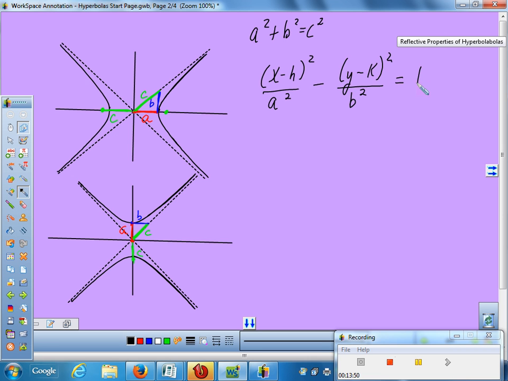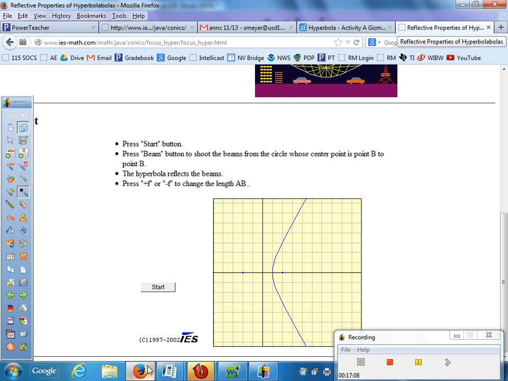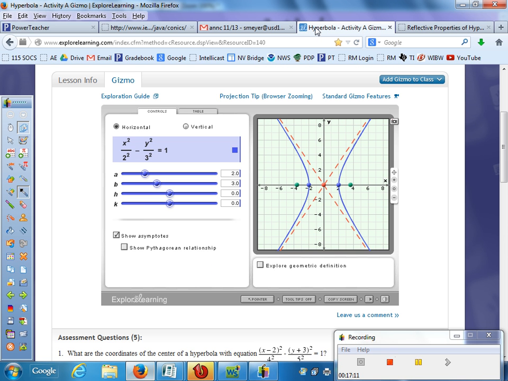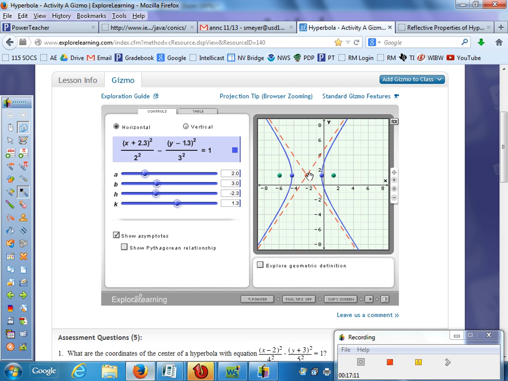Now the question is, is A always the larger number? Because on the ellipse, A was the larger number. So let us go play a moment. This one. I'm going to get the center off 0, 0. Okay, I've changed the center so that you don't think the center has any impact on it. I moved the center somewhere. Okay, here's a hyperbola. This hyperbola is drawn where A is 2. You'll notice it says A is 2, B is 3.